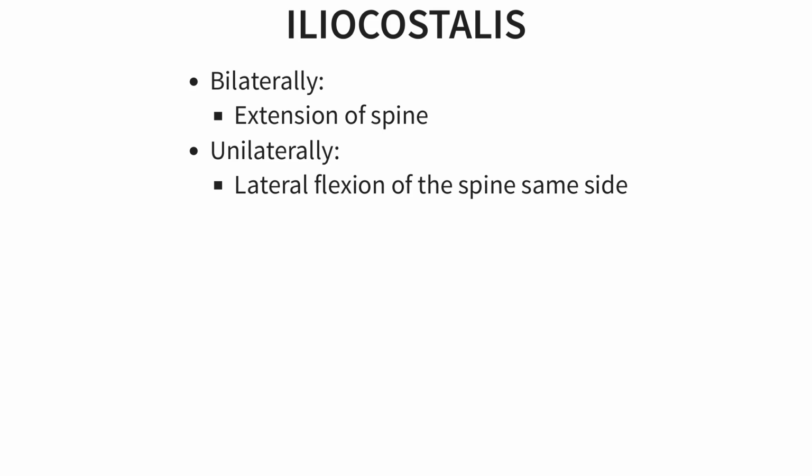The iliocostalis is part of the erector spinae group, running along the spine. It helps in extending and laterally flexing the spine. This muscle plays a crucial role in maintaining posture and ensuring the flexibility of the spinal column.